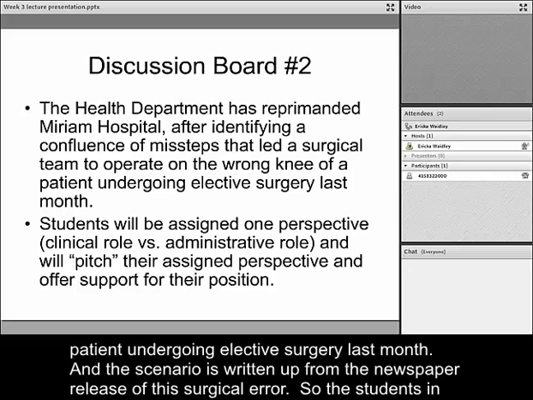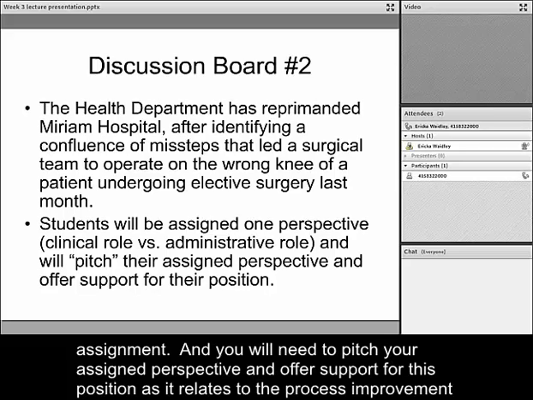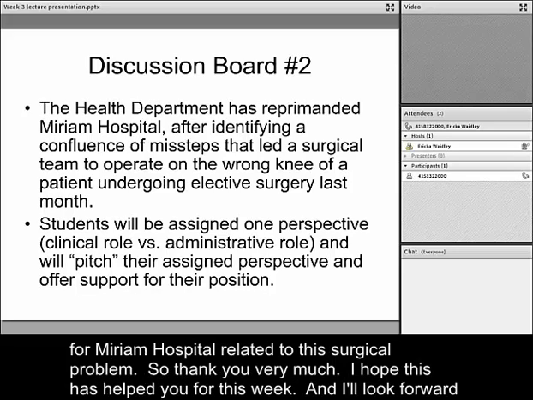So the students in the class have already been assigned to one role, either the clinical role or an administrative role. That can also be found in the discussion board assignment. And you will need to pitch your assigned perspective and offer support for this position as it relates to the process improvement for Miriam Hospital related to this surgical problem.